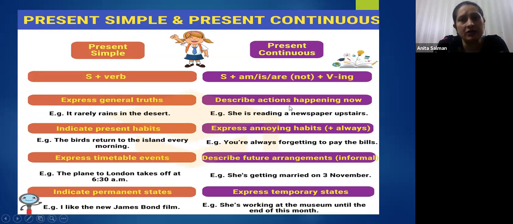Whereas comparatively, present continuous tense describes actions that are happening at the moment, which are happening now, right? Yes, Rizun, you have raised your hand.